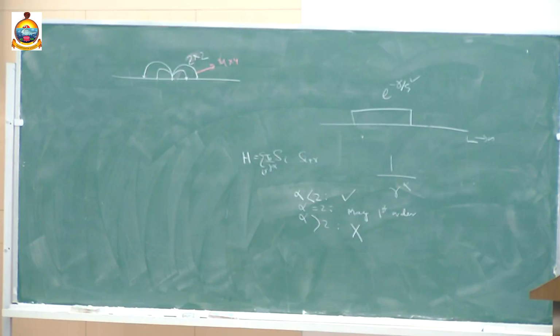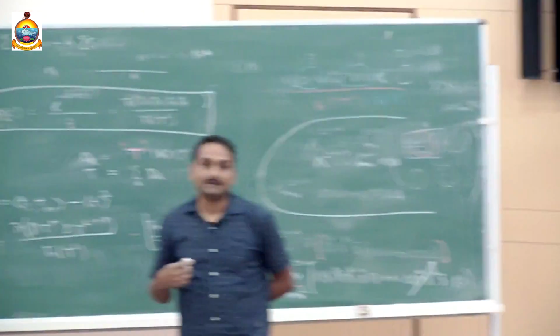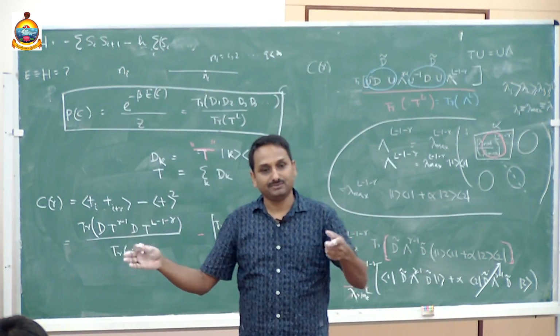So if it interacts with 50 or 100 or 1000, it doesn't matter. All of them are short ranged because A is anyway infinity. Okay. One other thing which I wanted to point out in this context is that in this situation you have an Ising model.